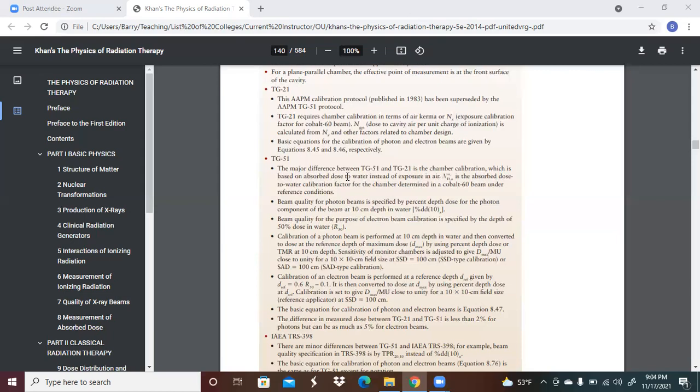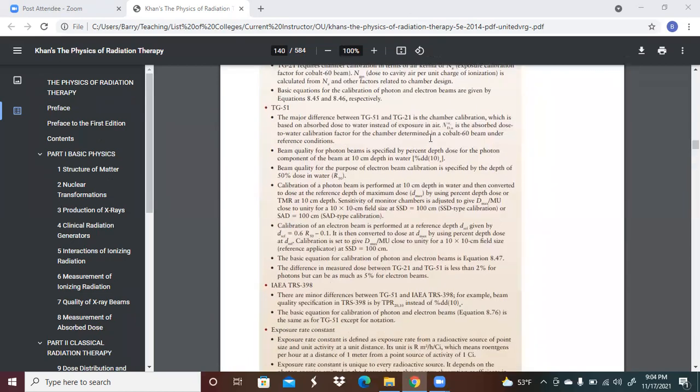And this is the process for doing that. Now, TG51. The major difference here is going to be the chamber calibration, which is going to be based on absorbed dose to water rather than air. Because when we're looking at the higher energy beams, it is more preferable, if not demanded, that you start measuring things in water, because, as I said, as you get above 3 MeV, the exposure in air doesn't really allow us to be able to measure these beams accurately.